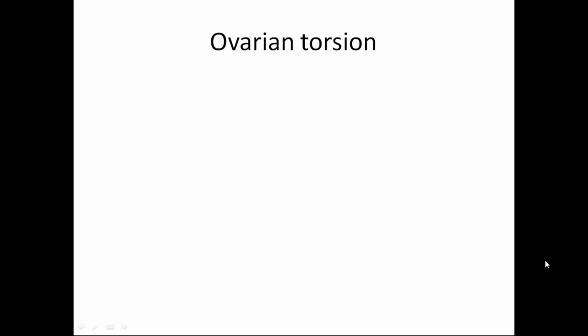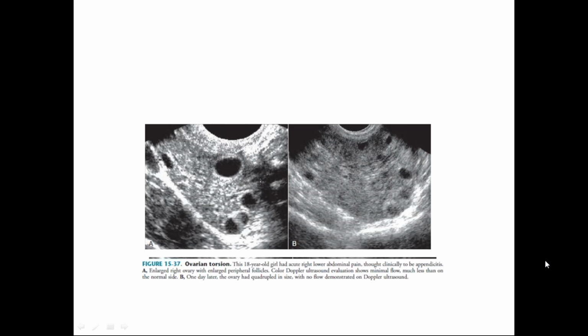Another emergency is ovarian torsion, which presents with abdominal pain. First line, we usually perform the ultrasound. There we can see an enlarged ovary with enlarged peripheral follicles, and when we look in color Doppler, there won't be much blood flow to the ovary, or there may be reduced flow in the color Doppler ultrasound.